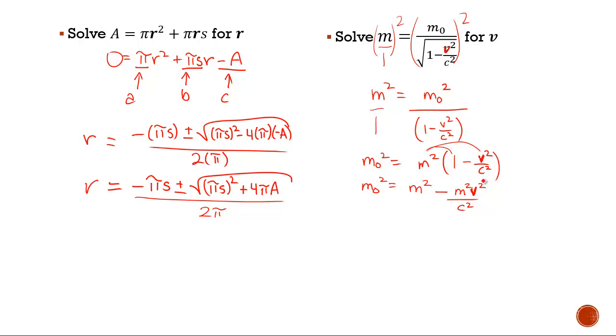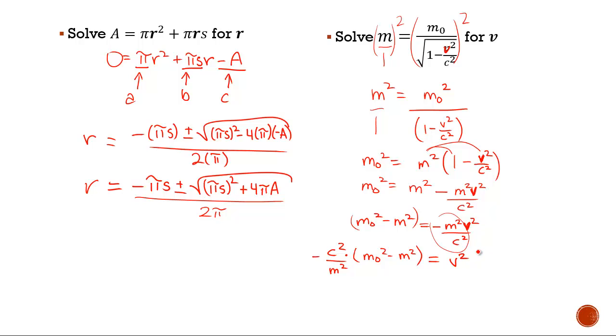And we want v by itself. So let's start moving everything over to the other side. So subtract the m squared. m0 squared minus m squared equals negative m squared v squared over c squared. So now this is one whole thing, and we want v by itself. So we need to divide by this other part, which will be the same as multiplying by the reciprocal. So it'll be the same as taking what's here and multiplying it by negative c squared over m squared to give v squared.